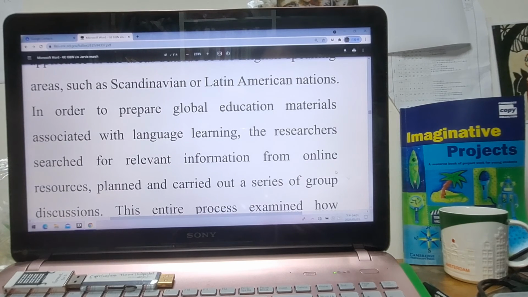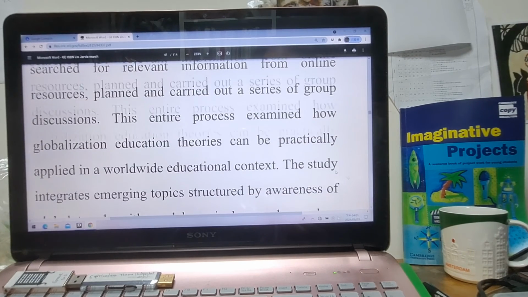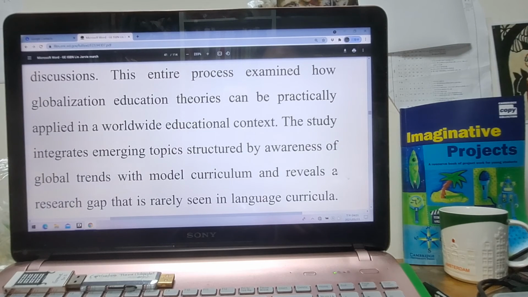In order to prepare global education materials associated with language learning, the researchers search for relevant information from online resources, plan and carry out a series of group discussions. This entire process examines how globalization education theories can be practically applied in a worldwide education context.